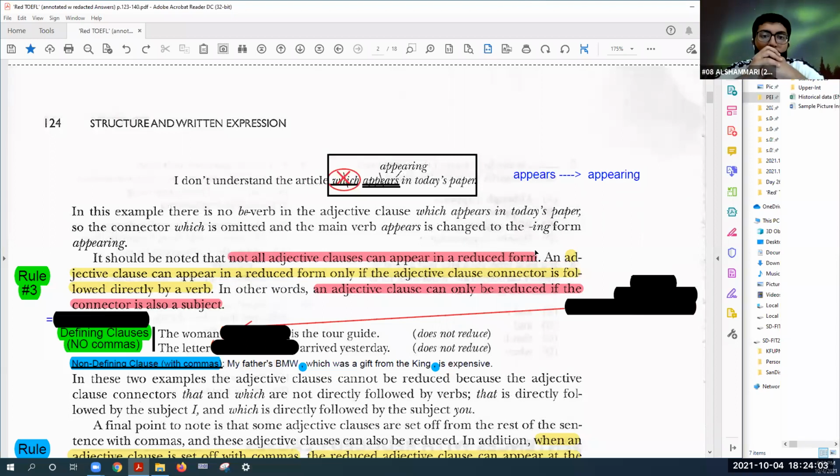Yes, Al-Shamari. I have a question. When we delete which and change the appears to appearing, it's no more verb, right? It's changed to an adjective. Exactly. When we have the verb appears, which appears, we have a connector subject and a verb, okay? But when you remove the connector subject and you change the verb to verb 4, it's not a verb anymore. It's an adjective. You got it? Okay, thank you. You bet.